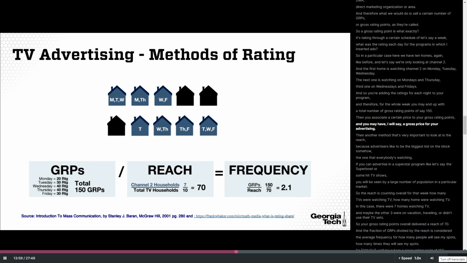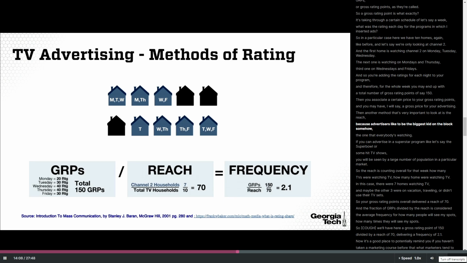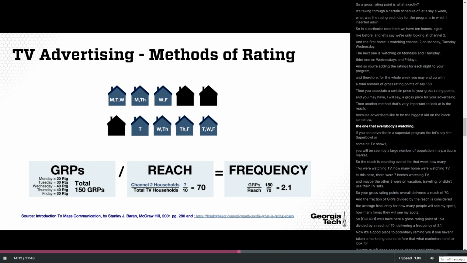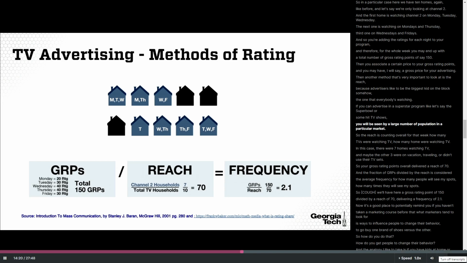Then you associate a certain price to your gross rating points, and you may have a gross price for your advertising. Then another method that's very important to look at is the reach, because advertisers like to be the biggest kid on the block somehow, the one that everybody is watching. If you can advertise in a superstar program, like say the Super Bowl or some hit TV shows, you will be seen by a large number of population in a particular market.